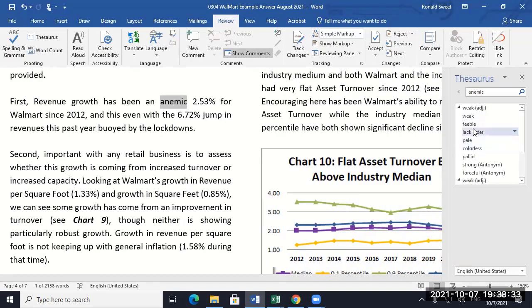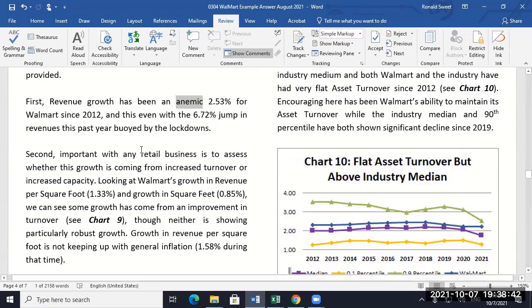Feeble, lackluster. I love lackluster. Colorless probably doesn't work. Pallid doesn't quite work. Weak. One word I do hate, but you can use it, is robust.